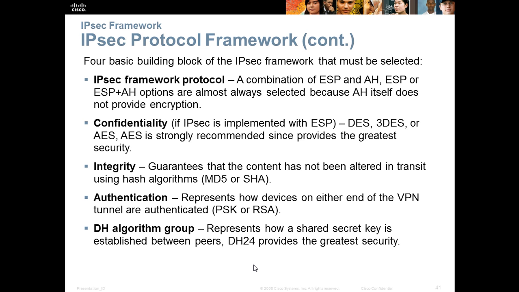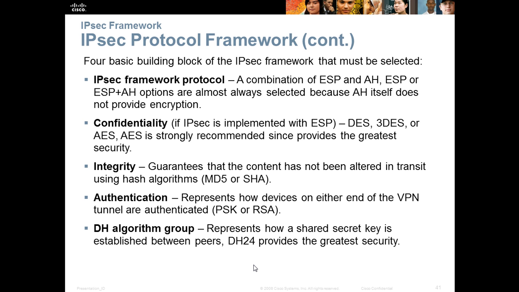Number 2, confidentiality. If IPsec is implemented with ESP, DES, 3DES, or AES; AES is strongly recommended since it provides the greatest security. Number 3 is integrity, which guarantees that the content has not been altered in transit using hash algorithms, by using MD5 or SHA. Number 4 is authentication. This represents how devices on either end of the VPN tunnel are authenticated, by using PSK or RSA.